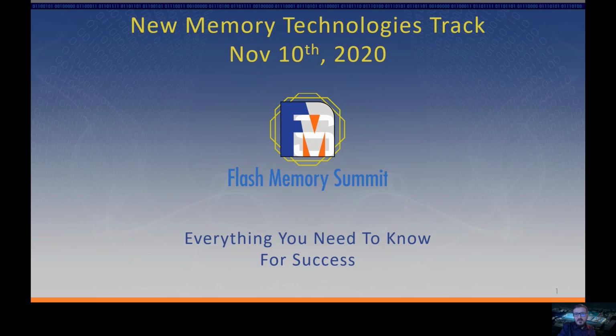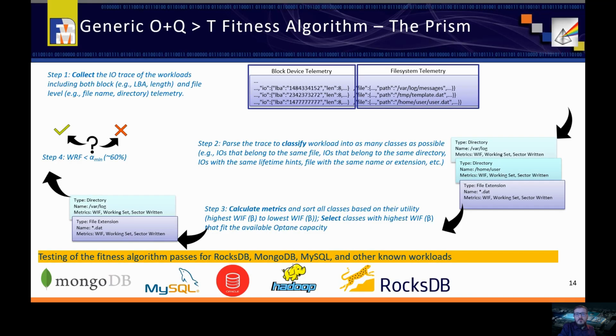Okay, now let's see how we can make this theory work in action. First, we collect an IO trace, which contains block device telemetry and file system telemetry as well. Then we can parse this IO trace. And because the IO trace is rich, we can build various IO classes. So we can classify IOs, for example, by directory or file system extension.